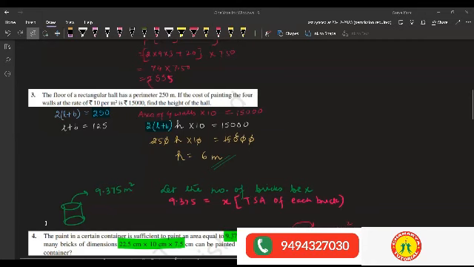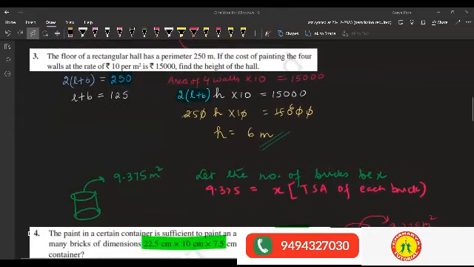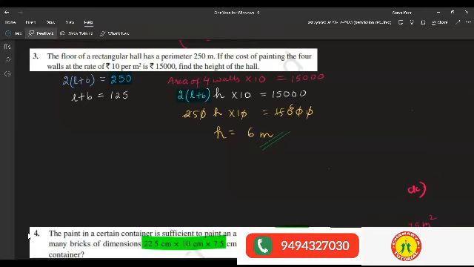So here the question is: the paint of a certain container is sufficient to paint an area of this much. Okay, so one container can paint 9.375 meters square. How many bricks of this dimension can be painted with this container? See, one thing you should understand here: the container area is given in meter square, but your brick area is given in centimeter, right? So both should be in the same dimension.